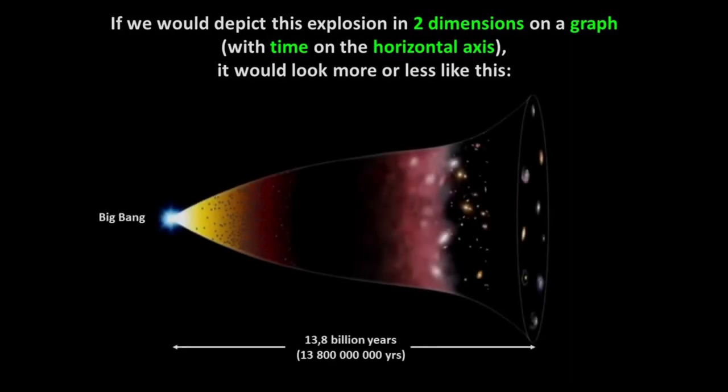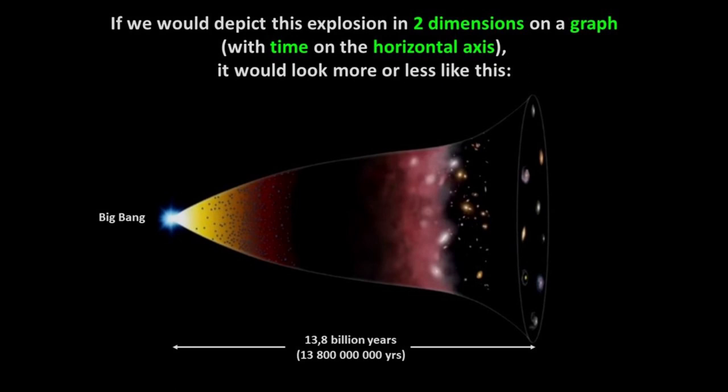If we could depict this explosion in two dimensions on a graph, with time on the horizontal axis, it would look more or less like this. On the left-hand side, you see the Big Bang. Time is on the horizontal axis, and as time traversed, the Big Bang grew bigger and bigger and bigger. It looks like a trumpet.